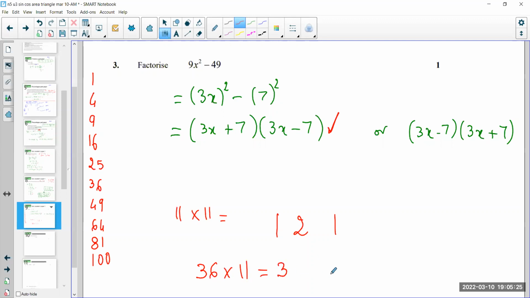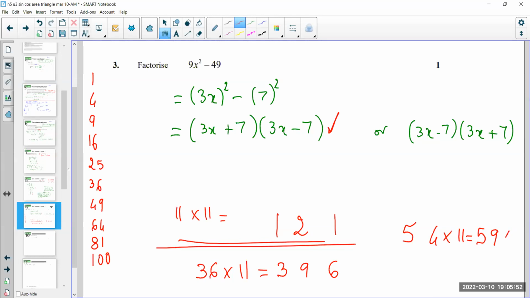Put those three numbers aside, add them together. What's 6 plus 3? 9. Try 36 times 11, it is 396. So I hope today you've learned how to do the 11 timetable for big numbers. 54 times 11. 594.